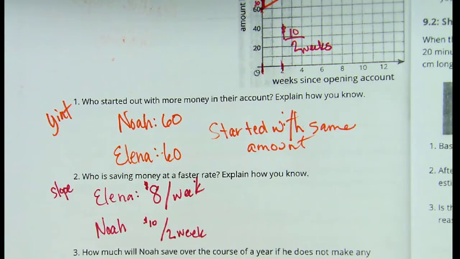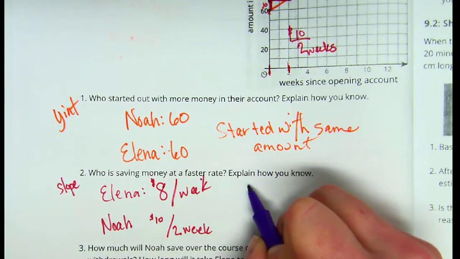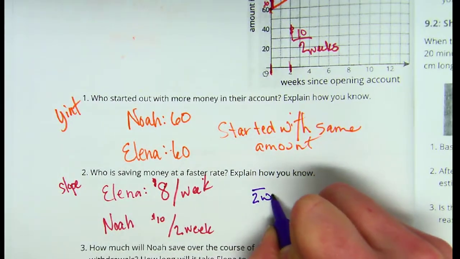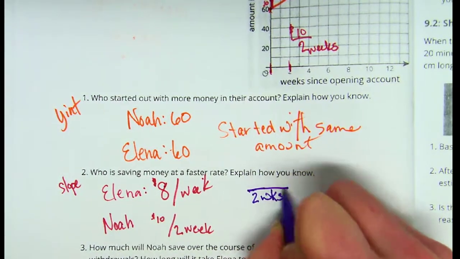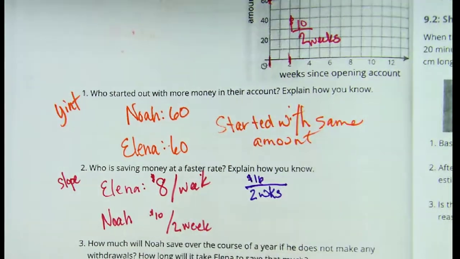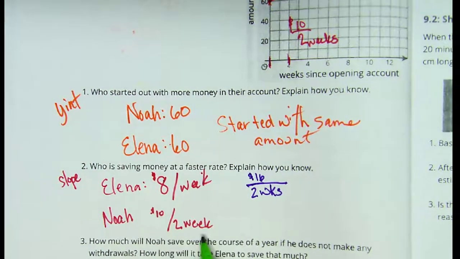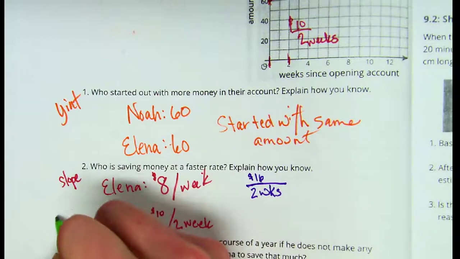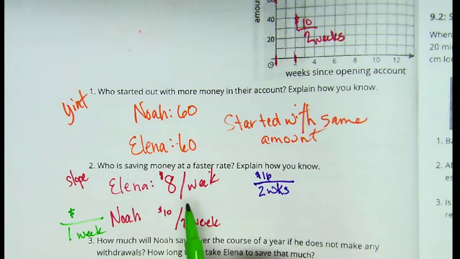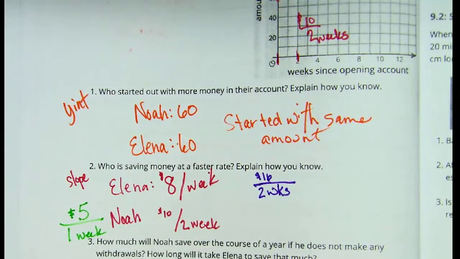So students have done this differently. Some students have said, all right, I'll make Elena into 2 weeks. So if she's saving $8 for every week, she's going to save how much for every 2 weeks? Multiply everything by 2, you're going to get 16 is how much she's saving in 2 weeks. I've had other students who've taken Noah and simplified that into 1 week. If he's saving $10 in 2 weeks, then every week he's going to be saving $5.